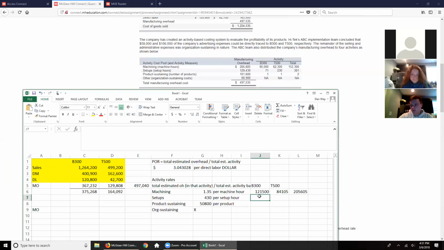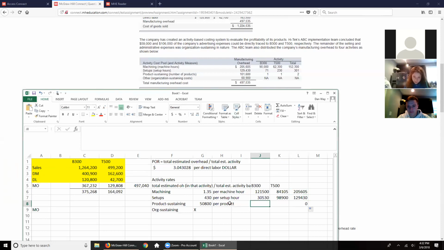So then we'll do the same thing for the setups and the product sustaining costs here. The B had 71 setup hours, and that rate was $430 per setup hour. And then the T had 230 setup hours times that same rate of $430 per setup hour. And then again, just total them up to make sure we're either close or dead on.